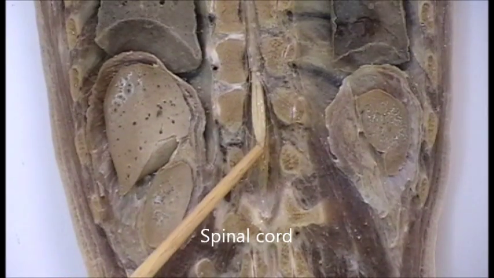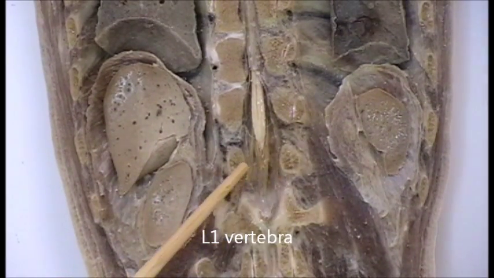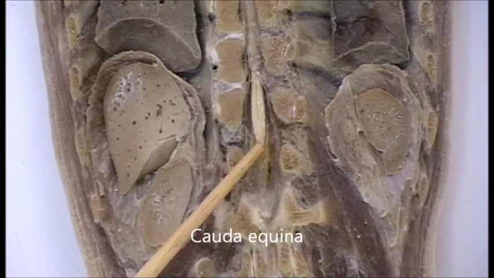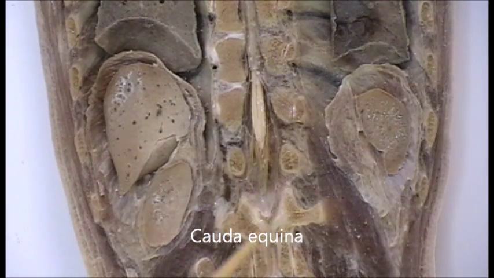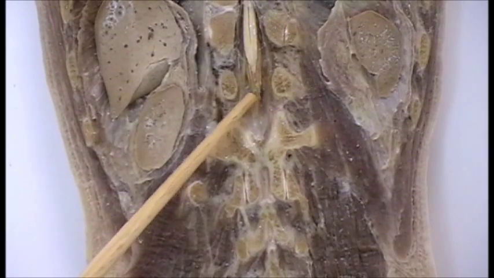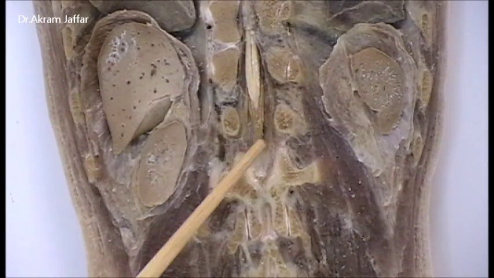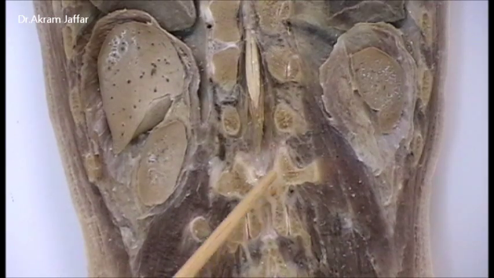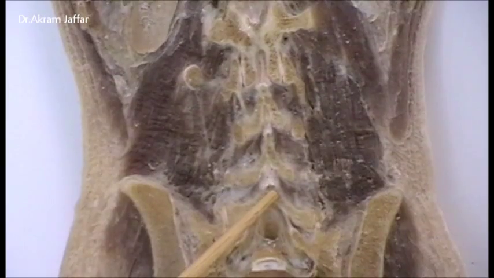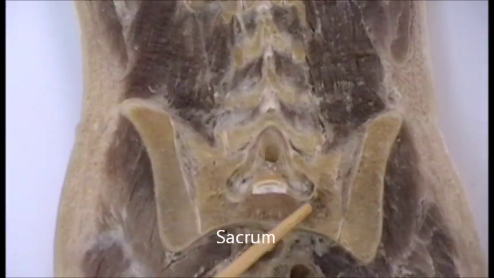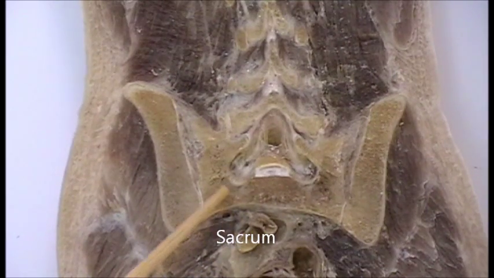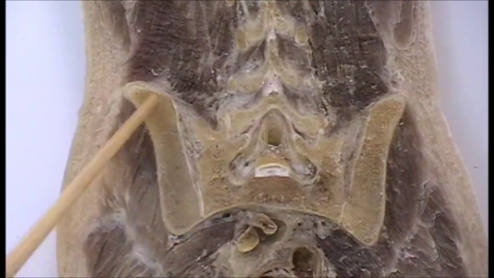The spinal cord terminates at the level of the L1 vertebra, and the vertebral canal downwards below L1 is filled with the cauda equina. So this is L1, L2, L3, L4, and L5, which articulates with the sacrum. The sacrum itself articulates with the ilium.